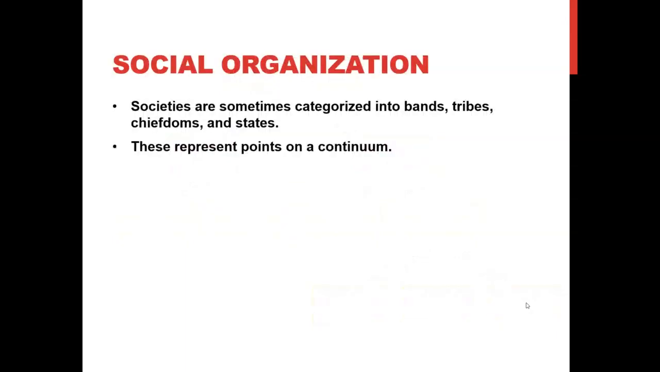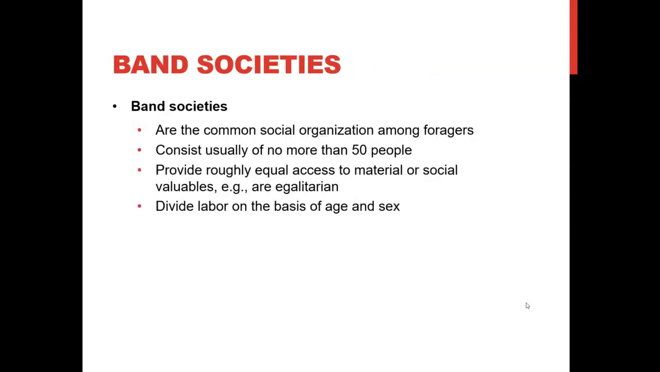Okay. All right, so let's talk about social organization. Society is sometimes categorized into bands, tribes, chiefs, and states. These represent points on a continuum. Now, it's a little bit easier in person, but basically, if we were in person, we would have like 30 people in our classroom. So we would be a band society.